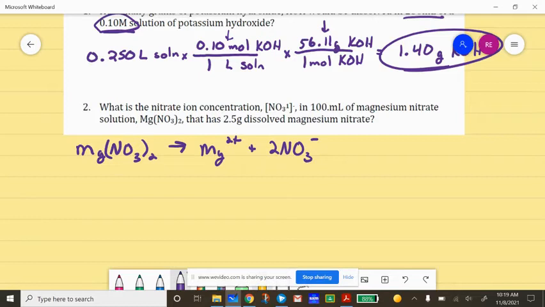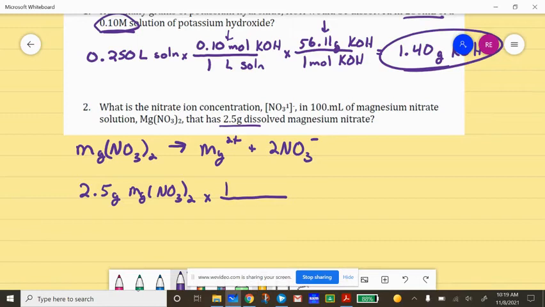Again, I'm going to go through and use dimensional analysis. And since I have 2.5 grams of dissolved magnesium nitrate, I'm going to start with that. 2.5 grams of Mg(NO3)2. And I'm going to convert that to moles of magnesium nitrate and then moles of nitrate. Then to find molarity, you just have to do moles per liter.